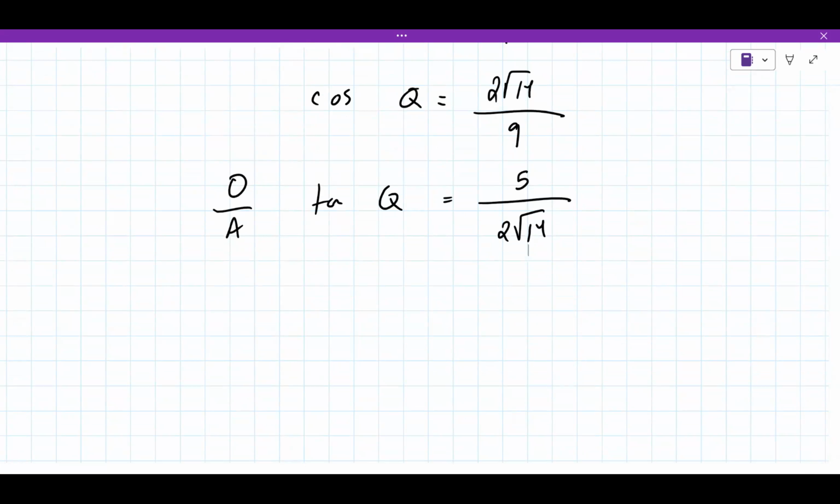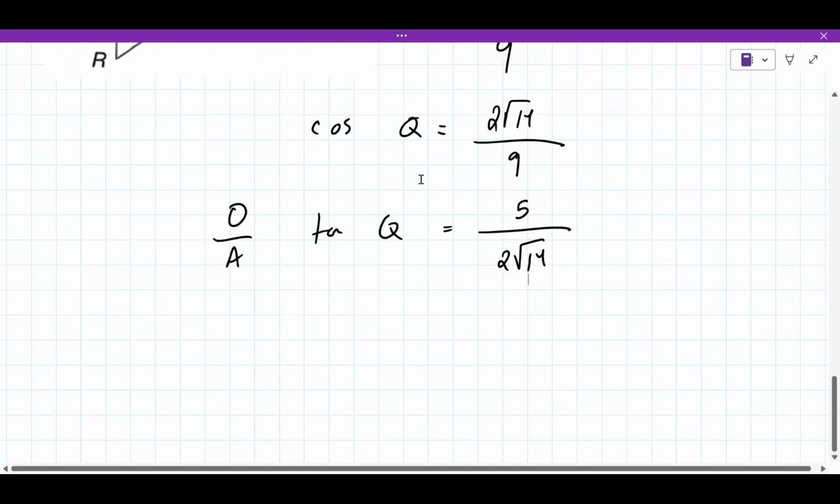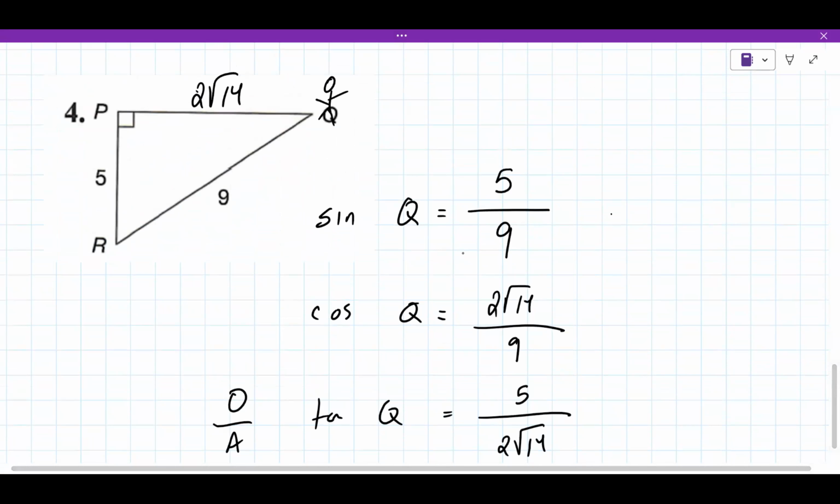Okay, let's see here. So now, just like in the last problem, we need to find the cosecant of Q. How is that related to the sine of Q? What did we do in the previous problem with this fraction here? Flip it. Yeah, so it becomes 9 over 5. How about secant of Q? What does that become?